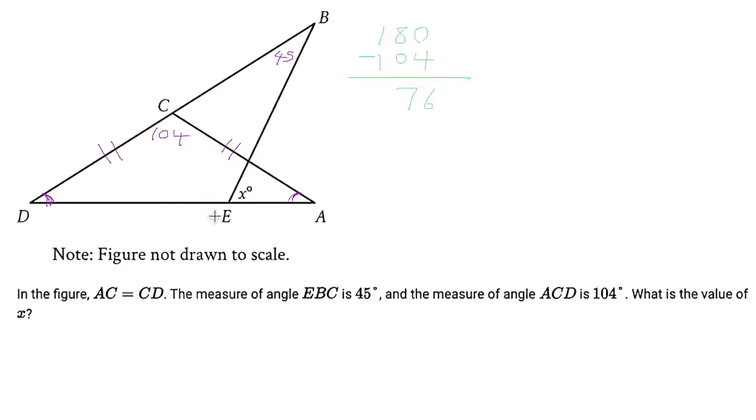And we know that that has to be split up between these two angles, right? So we can label a little bit more. Split up that 76, that is to say divide it by 2, and we get 38. So now we also know that both of these angles down here are 38.